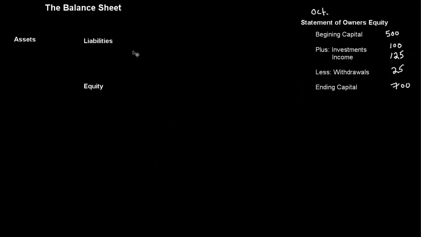So let's start by putting in different accounts under assets. Let's start off with the cash account. So let's just say that our cash balance is 550. And I'll show you just a hypothetical example of how I can get this.